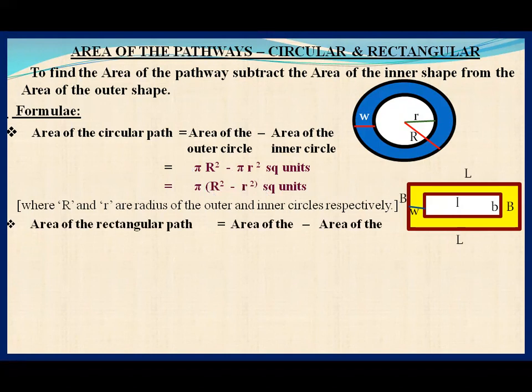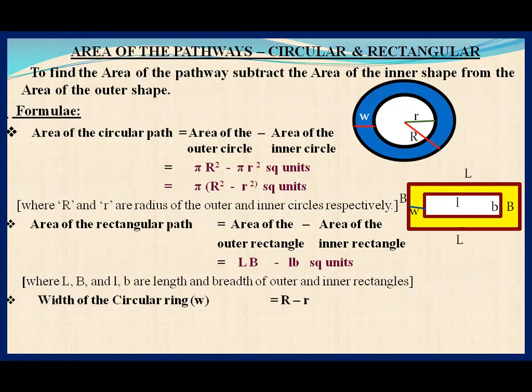If you take the rectangular path, again you have the area of the outer rectangle minus the area of the inner rectangle. The outer length and breadth are taken as capital L and capital B. Inner length and breadth are taken as small l and small b. So you get L into B minus l into b square units.